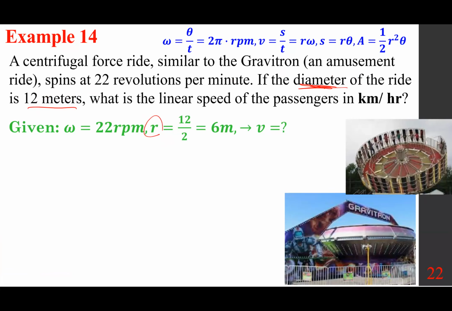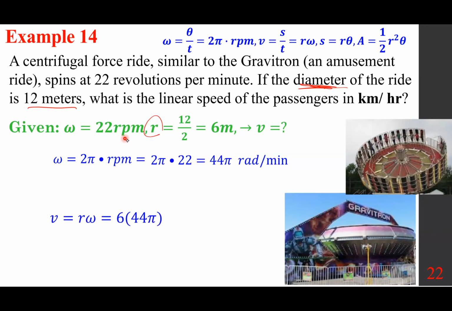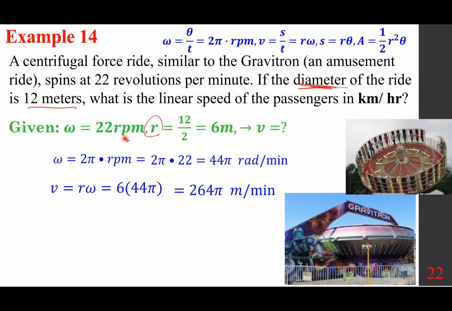First, let's find omega, which is 2 pi times this, because this is RPM. We want to make it radians per minute. So 2 pi times 22. That is omega. And the velocity is R omega, 6 times 44. And that gives us 264 pi meters per minute.